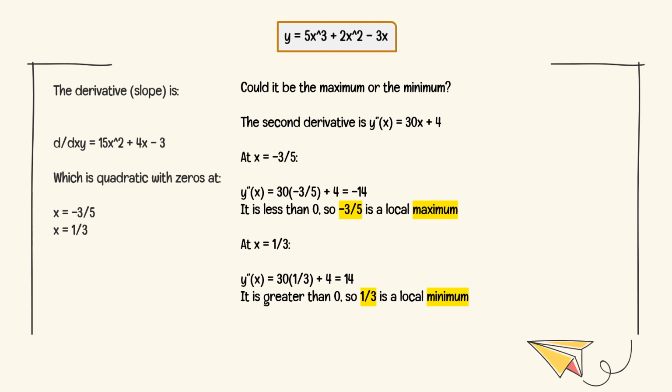The second derivative is y double prime of x equal to 30x plus 4. At x equal to minus 3 over 5, y double prime of x equal to 30 multiplied by minus 3 over 5 plus 4 equal to minus 14. It is less than 0, so minus 3 over 5 is a local maximum, while at x equal to 1 over 3, y double prime of x equal to 30 multiplied by 1 over 3 plus 4 equal to 14. It is greater than 0, so 1 over 3 is a local minimum. I inserted a graph for you to look at.